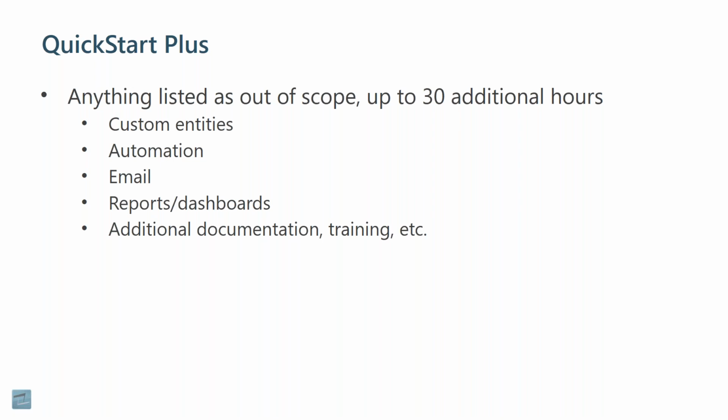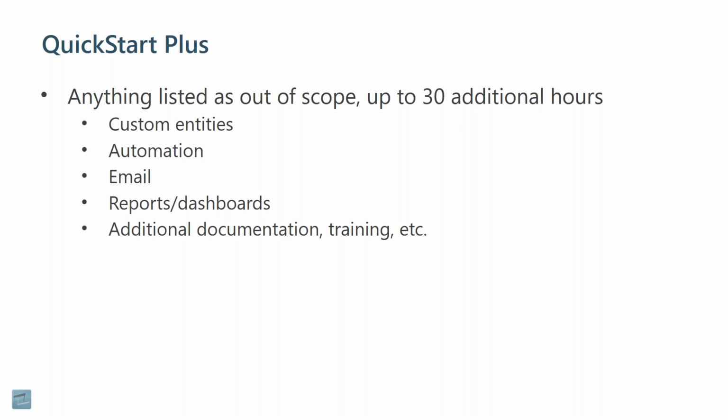So, maybe additional custom work, like building a custom entity, or a little bit of automation, working with Exchange at a heightened level, additional reports and dashboards, because they're not included in the standard QuickStart package, additional documentation, additional training, things like that. So, what is the mix of additional pieces that we need?